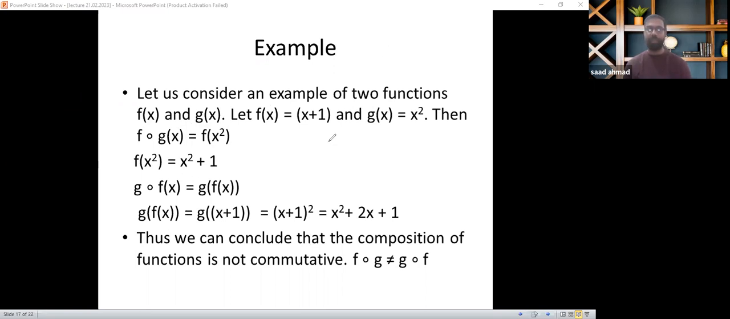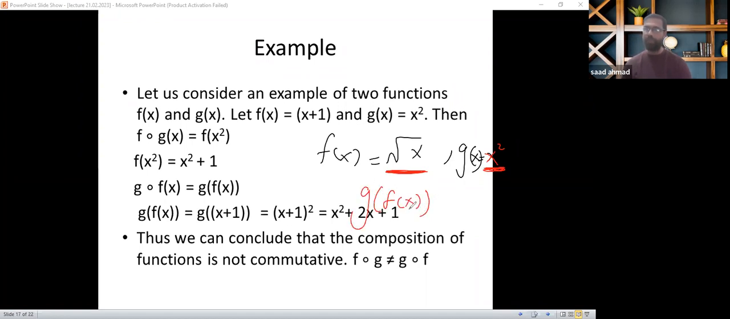Let's say I have two functions, f of x equals square root of x, and g of x equals x squared. The second function, x squared, can take all the values. But the square root of x cannot take negative values, right? So for g of f of x, the domain is only when x is greater than or equal to 0. x squared can take negative values, but the function going into it as input cannot have negative values.